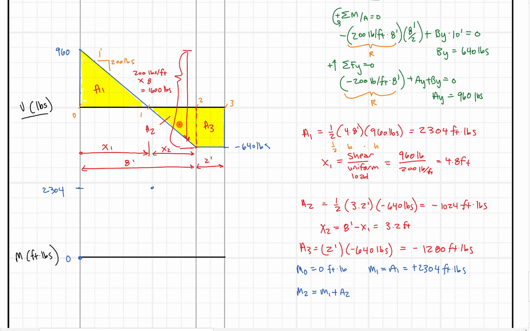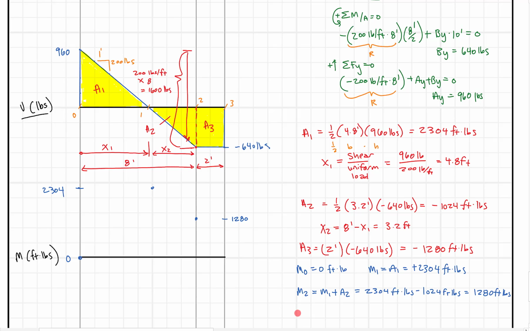We go from left to right, A1 plus A2, or M1 plus A2 in this case, because M1 equals A1. What we get is just 2304 foot-pounds minus 1024 foot-pounds, and that is going to equal 1280 foot-pounds when we do it out. So we'll plot that point out here. Here's 1,000, so 1280 is going to be somewhere around here, and we'll label that 1280 on the graph as well.